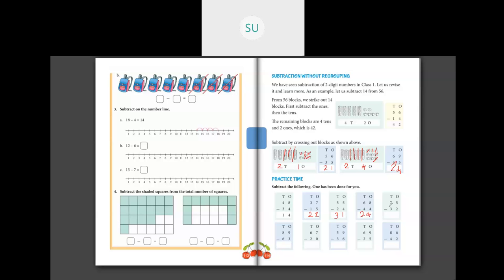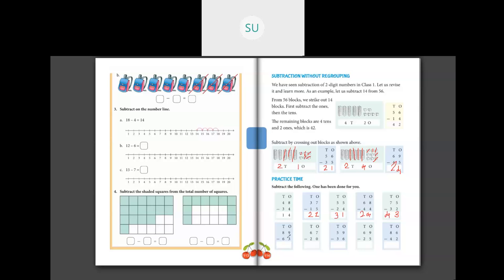Then next one, 75 minus 32. How much is 75 minus 32? 5 minus 2, when you do that, what will remain? 5 minus 2 is 3. Okay, then we subtract the tens. 7 minus 3. If you take away 3 from 7, 4 will be left. So 75 minus 32 is 43.